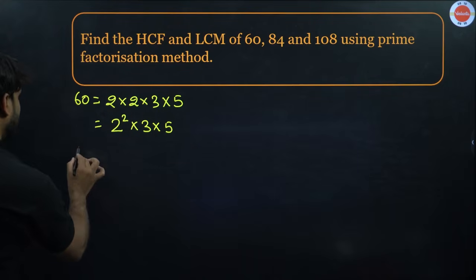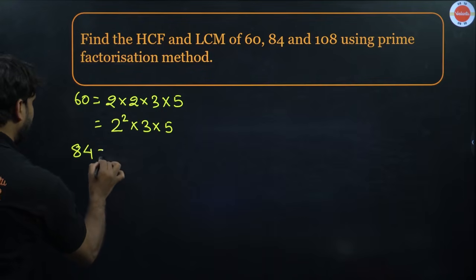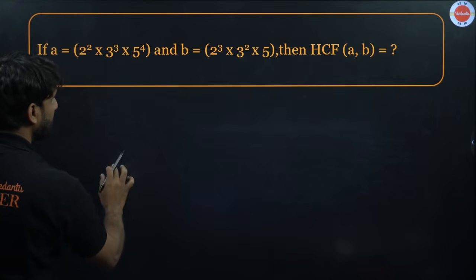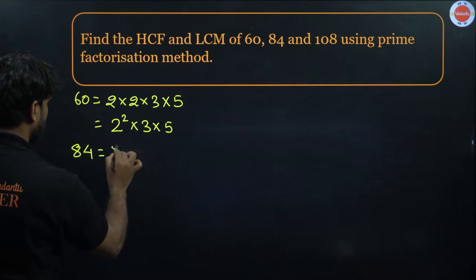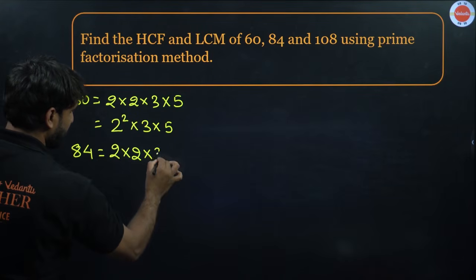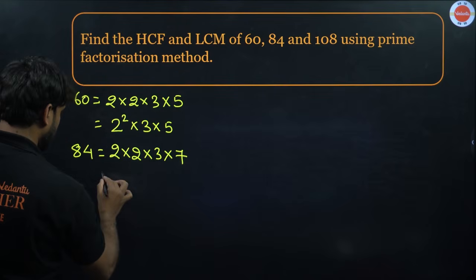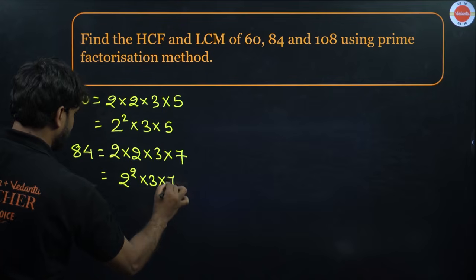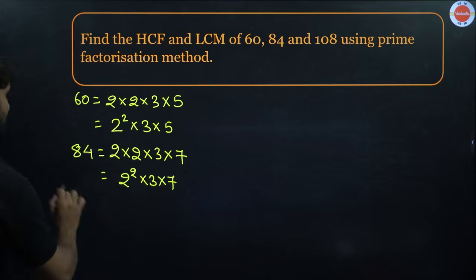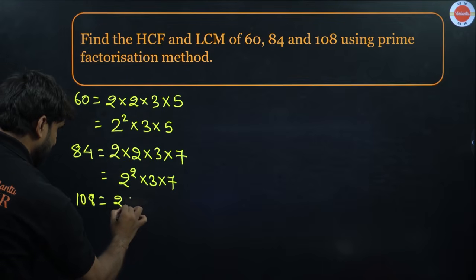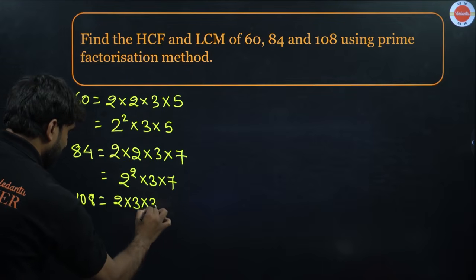Next number is 84. So the prime factorization of 84 will be 2 into 2 into 3 into 7. 4 times 3 is 12, 12 times 7 is 84. So it can be written as 2 square into 3 into 7. Clear? Now if we talk about 108, it can be written as 2 into 2 into 3 into 3 into 3.